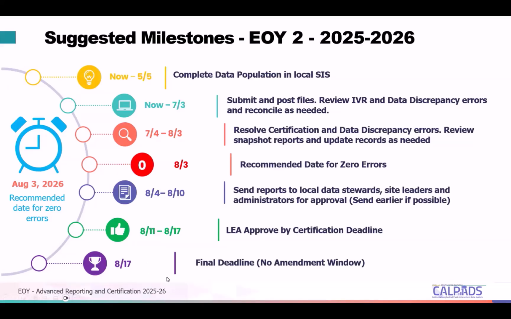And notice that end of year 2 doesn't have an amendment window. And so 8/17 is your final deadline. You want to get your data LEA approved by that date.